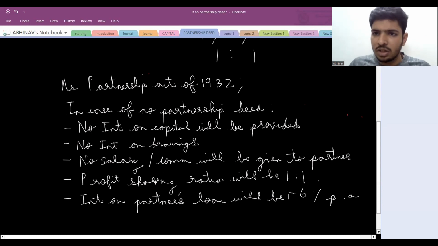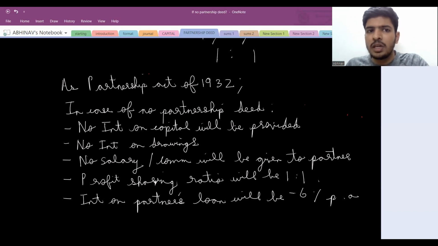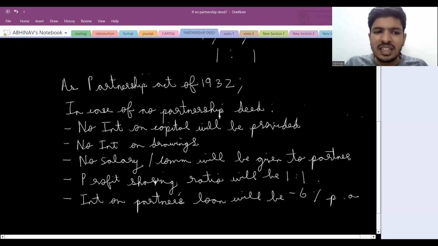Now pay attention to these 5 points. Immediately next, we are going to solve a question that'll clear every doubt you'll have regarding these points. Basically, they say that if there is no partnership deed mentioned, then the business cannot give any interest on capital to the partners. It cannot charge interest on drawings on the partners. It cannot give any salary or commission to the partner.